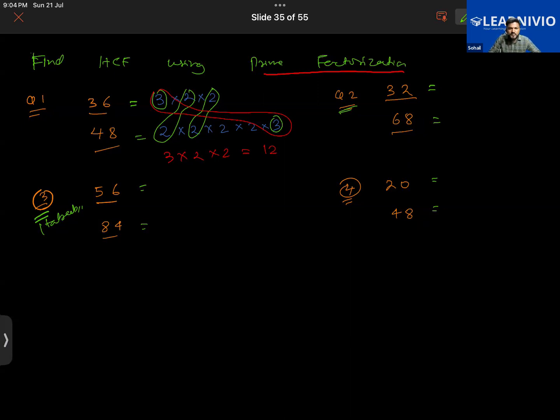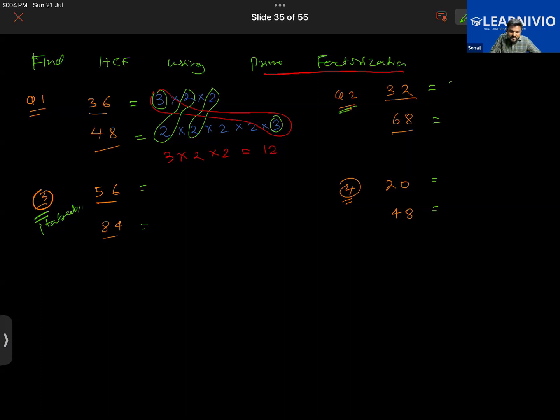For me, the answer is coming 48. 48? No, that cannot be the answer. Usually HCF is always lesser than the given numbers, like 12 is lesser than 36 and 48. Here also it would be lesser than both of them. Now let us do it together.